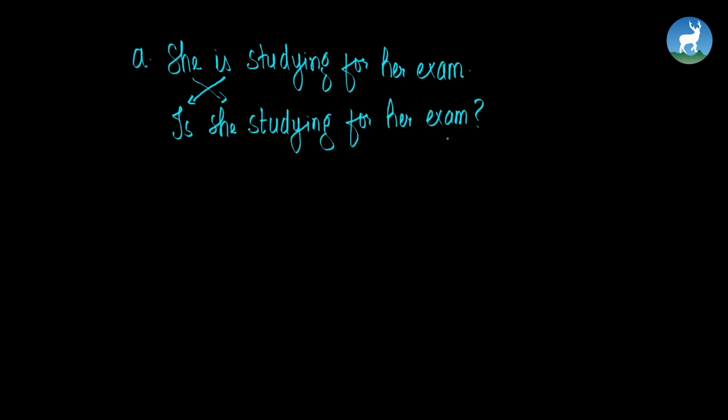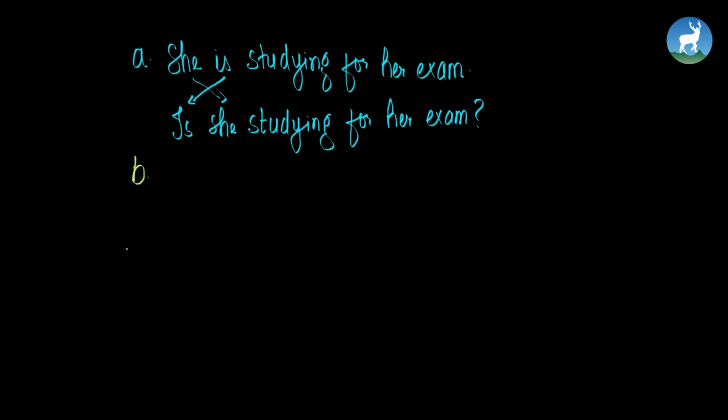Alright, let's move on. A. She is studying for her exam. How do you convert this sentence to yes or no question? Yes, we invert the subject and verb, right? Correct. So, is she studying for her exam? And a question mark.